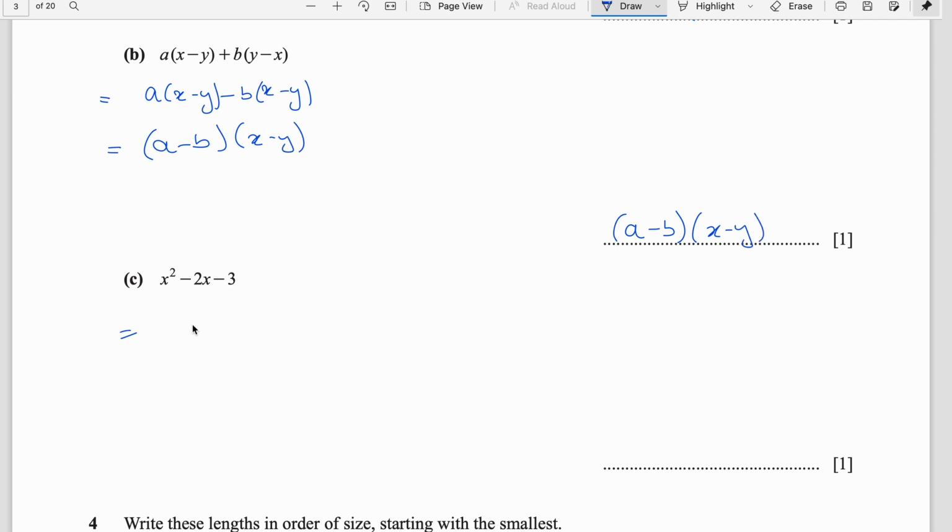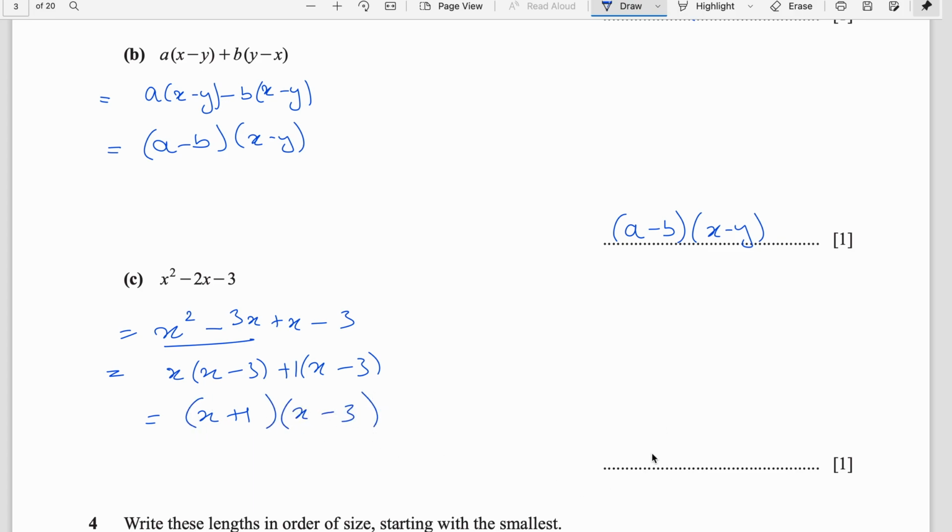Mid-term breaking. So x squared minus 3x plus x minus 3. We take out common x in the first two terms: x minus 3, plus 1 times x minus 3. So x plus 1 times x minus 3. And do write your answers in the answer space.